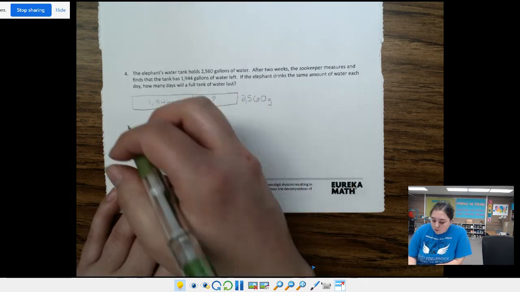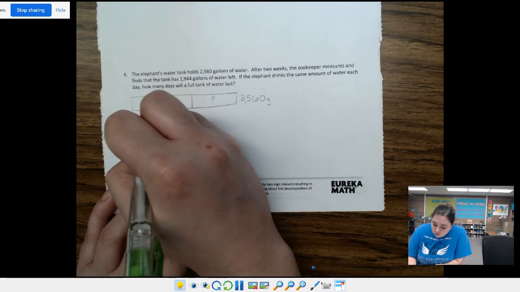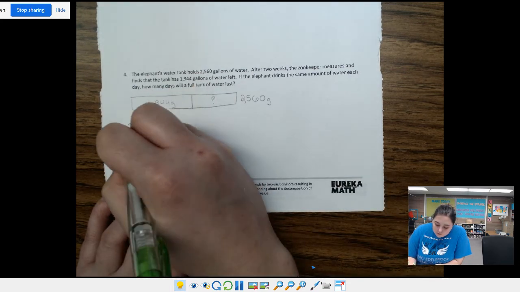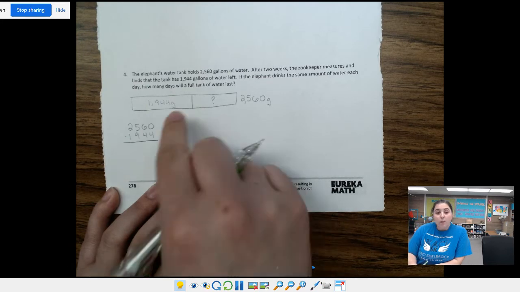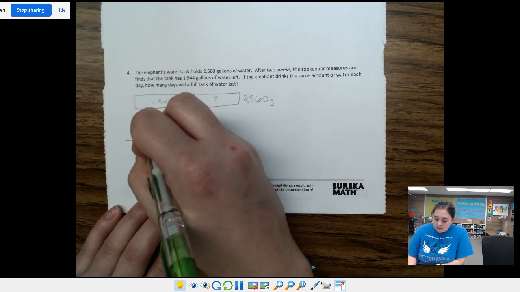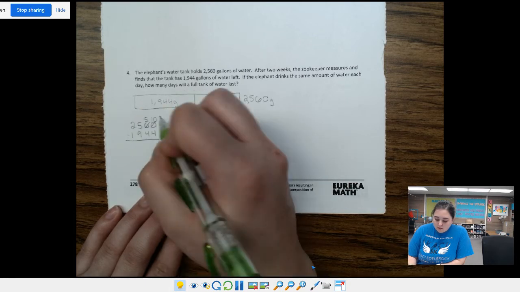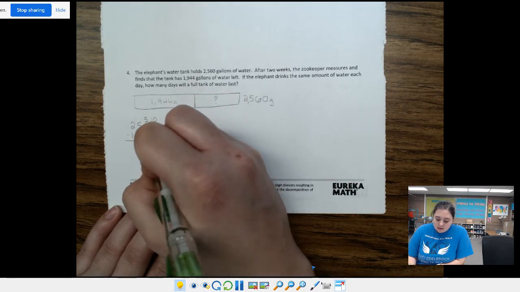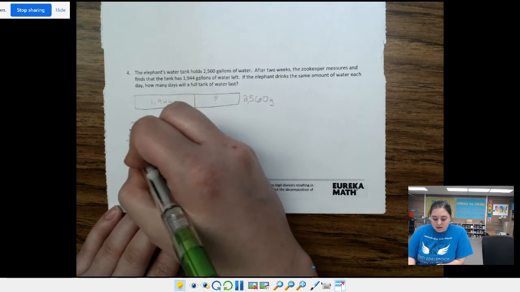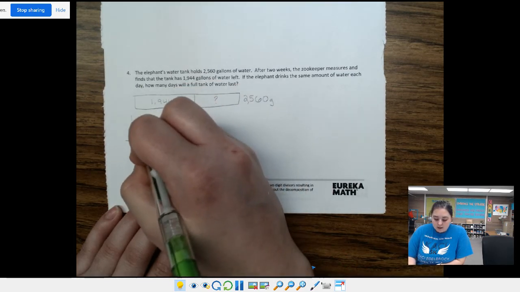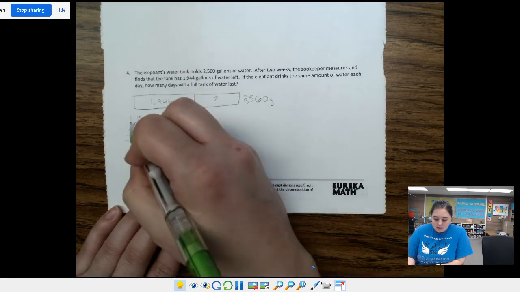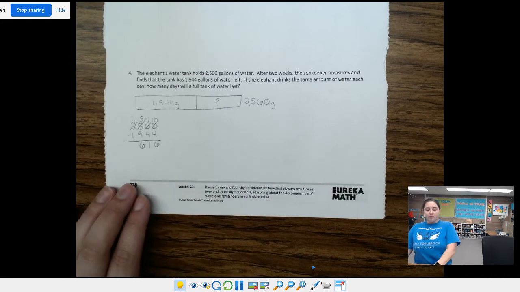Well, let's take what we started with and what we have left, and that should tell us how much they drank. Can't do 0 minus 4, so I need to take 1 away, add 10. 10 minus 4 is 6. 5 minus 4 is 1. Again, I can't do 5 minus 9, so I'm taking 1 away, adding 10. 15 minus 9 would be 6. And 1 minus 1 is 0.